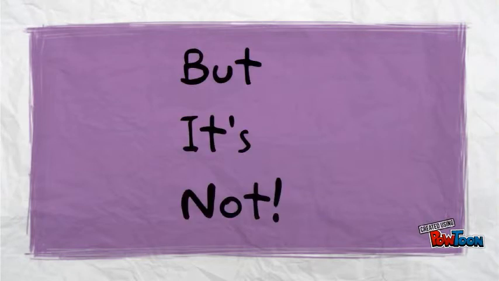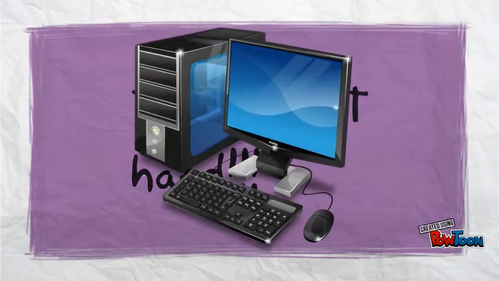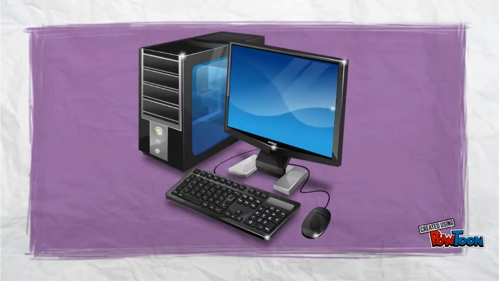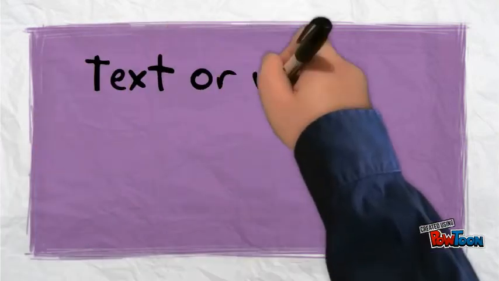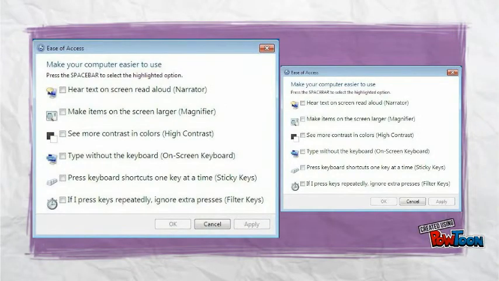I have a harder question for you now. What if I have a student with a hearing impairment? That's not hard. The accessibility feature on your computer that will allow your student to use text or visual alternatives for sounds is easy to find in your ease of access on your computer.